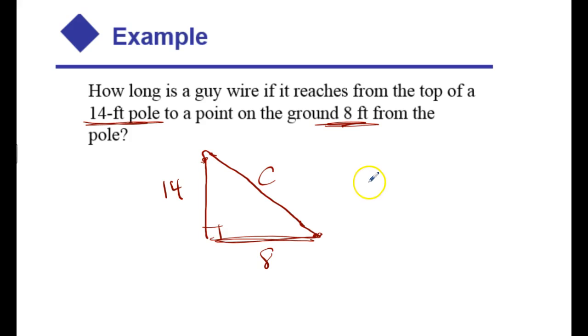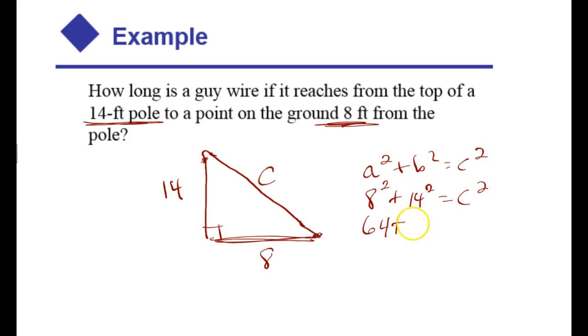So we'll do the Pythagorean theorem, a squared plus b squared equals c squared. Again, it doesn't matter if you use 8 and 14 or 14 and 8 here. Either one would work. I'll just simplify. You may know that 14 squared is 196. We'll add that to the 64 to get 260. And I would probably take my calculator and take the square root of 260.